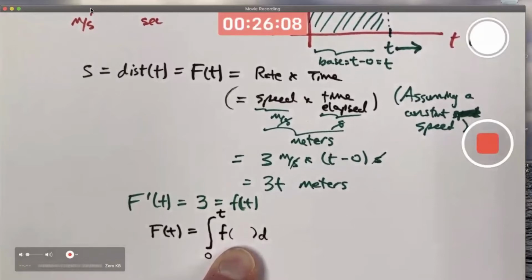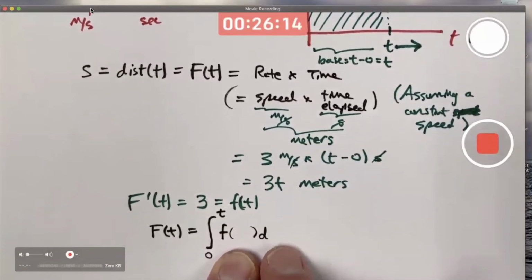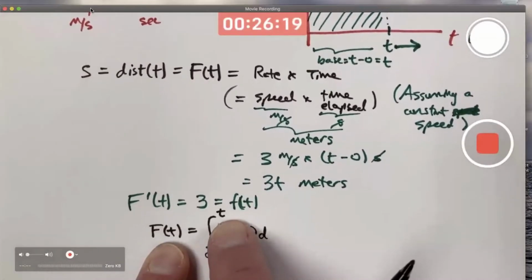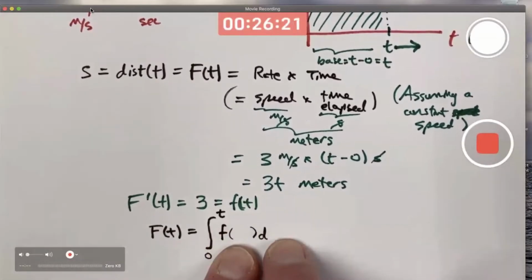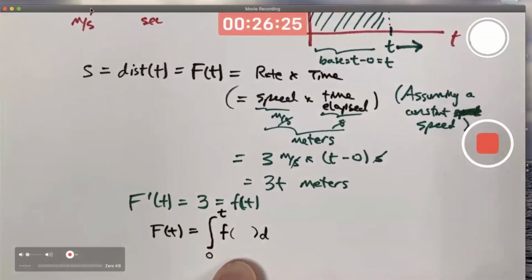Variables can't think. But by calling this a dummy variable, we're trying to emphasize it really doesn't matter what we call it, as long as we keep these letters consistent with each other. Don't pick T, don't pick F, don't pick D, pick something else. Common letters are U, V, W.